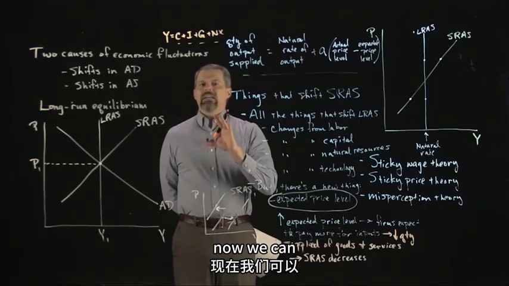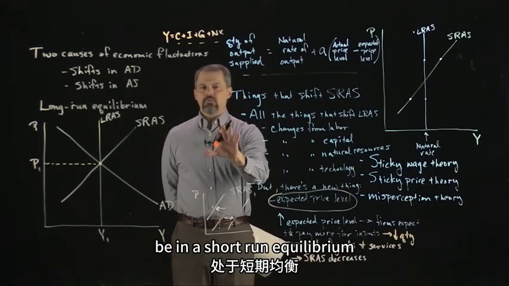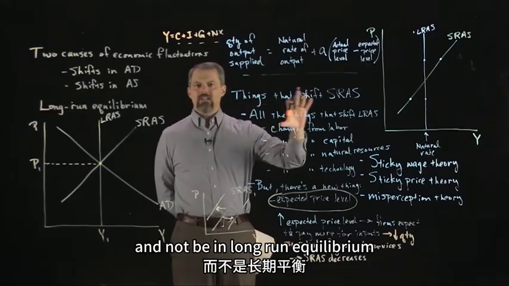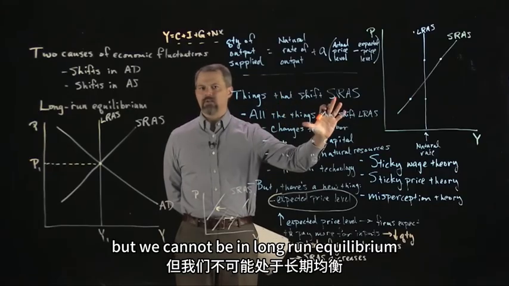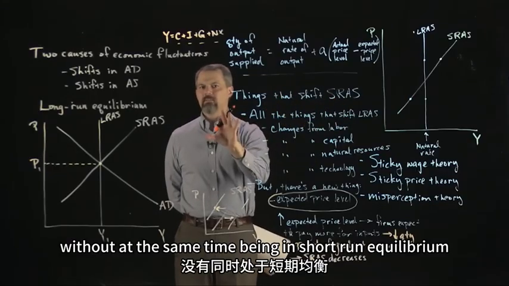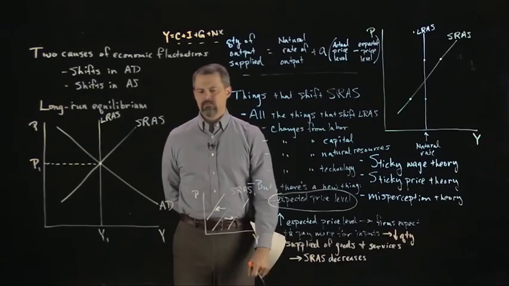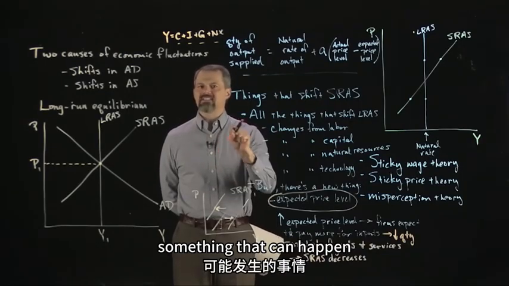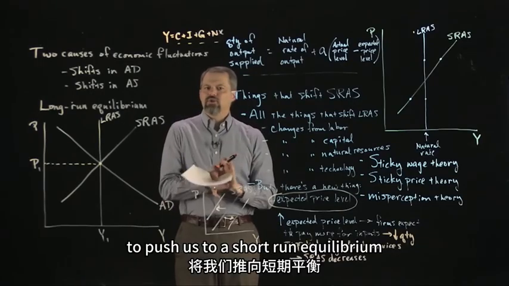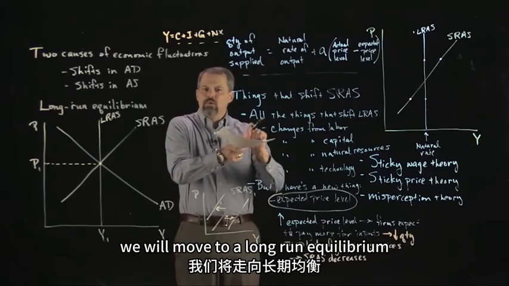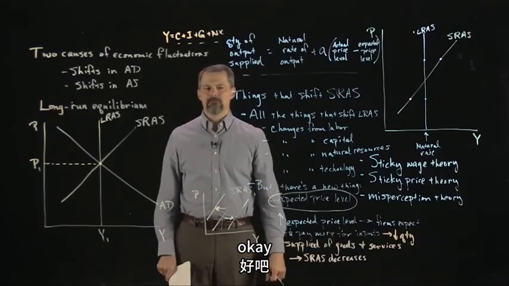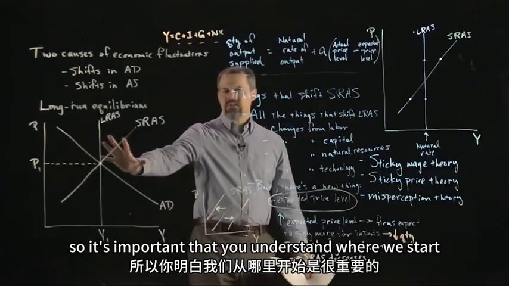Now, we can be in a short run equilibrium and not be in long run equilibrium. But we cannot be in long run equilibrium without at the same time being in short run equilibrium. What that means is, in the short run, something can happen to push us to a short run equilibrium, but then over time, we will move to a long run equilibrium. Okay? So it's important that you understand where we start.